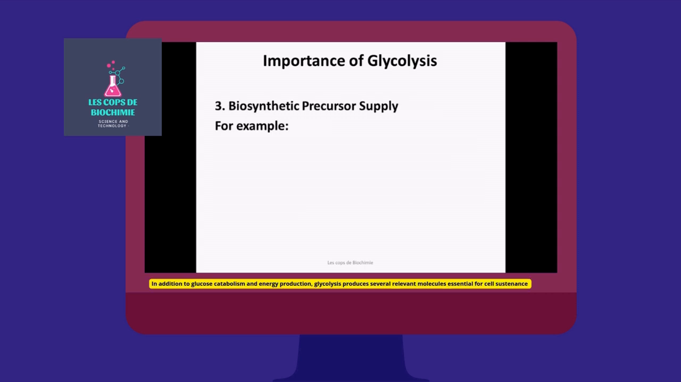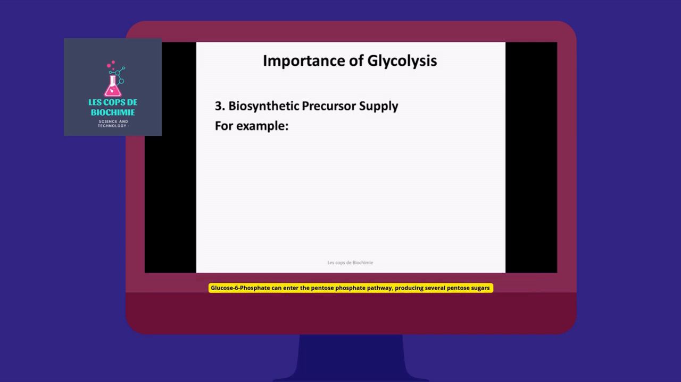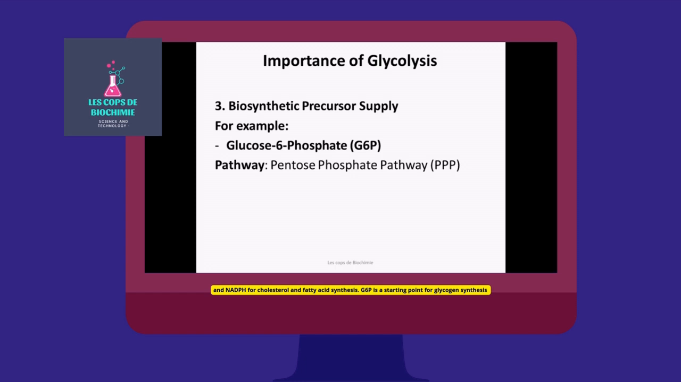In addition to glucose catabolism and energy production, glycolysis produces several relevant molecules essential for cell sustenance. For example, glucose 6-phosphate can enter the pentose phosphate pathway, producing several pentose sugars and NADPH for cholesterol and fatty acid synthesis. G6P is a starting point for glycogen synthesis. Fructose 6-phosphate, F6P, can enter the hexosamine biosynthetic pathway.